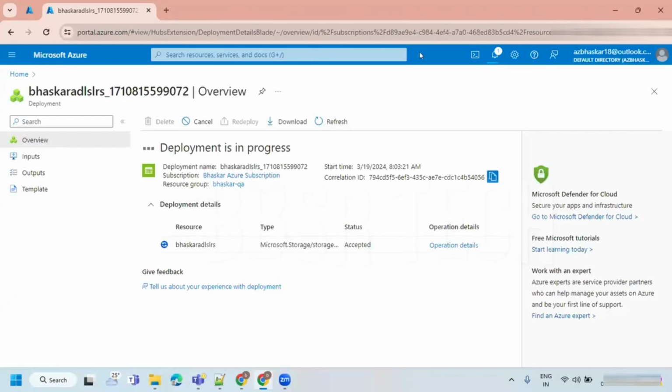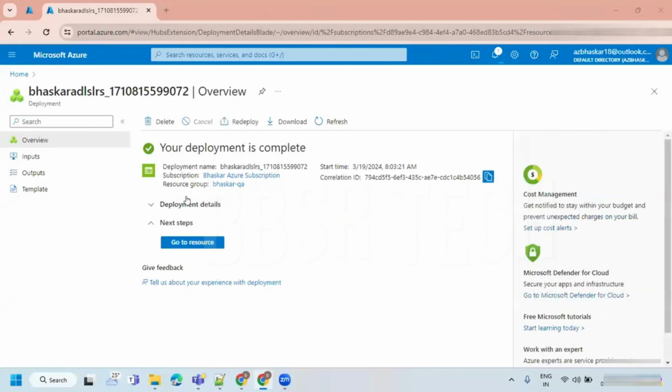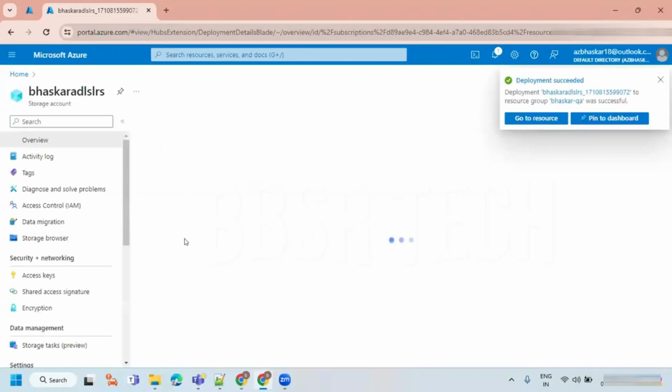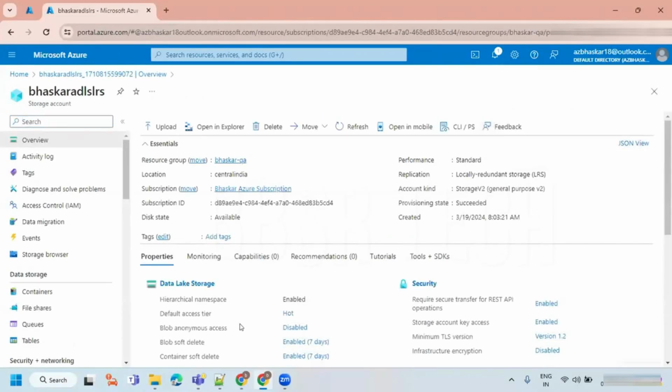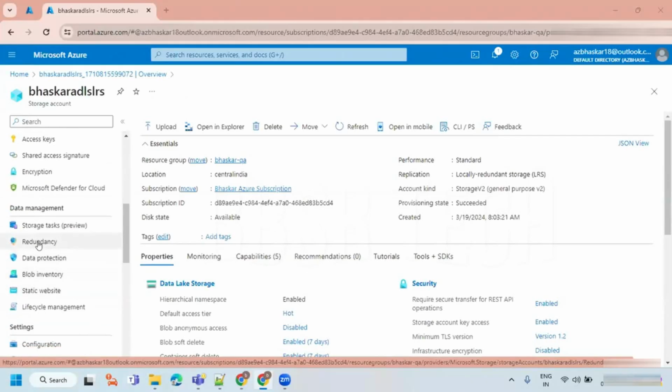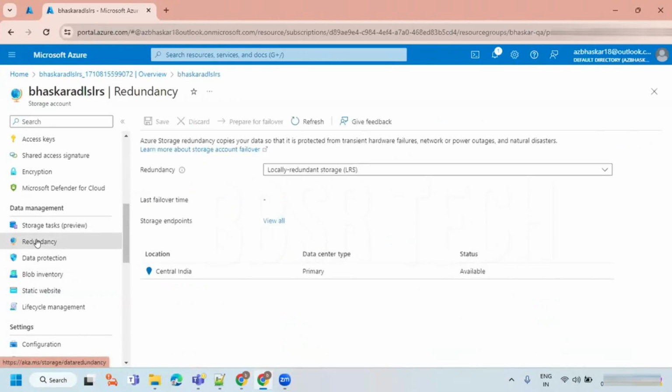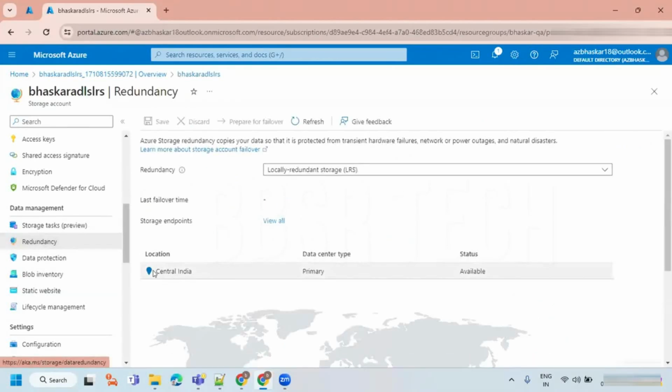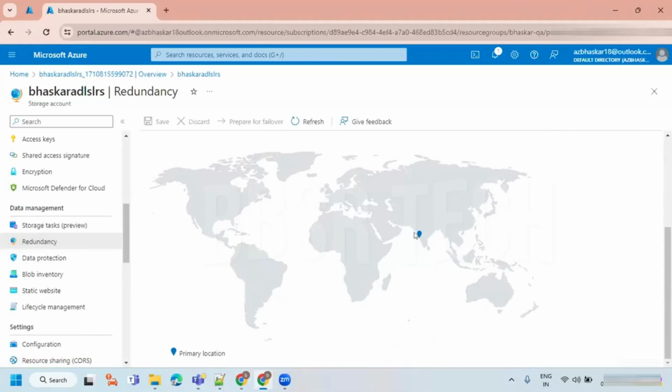It's taking time. Okay, yeah, it is done. Let's go to the resource. Once you go to the resource, I'm not going to create any containers. I just wanted to show redundancy. There is a redundancy option here. You can see the redundancy is the primary region. The data center type is the primary region, located in Central India. And you can see there is only one region.